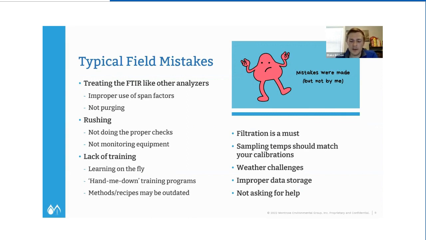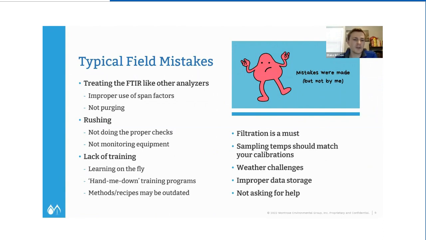So please, if you are using these things in the field, check your span factors. If you have anything over 5%, it's very likely that there's some deeper issues going on. It could be an analysis issue. It could be an instrument issue. There's a whole slew of things. But your span factor should be left at a solid 1.0.